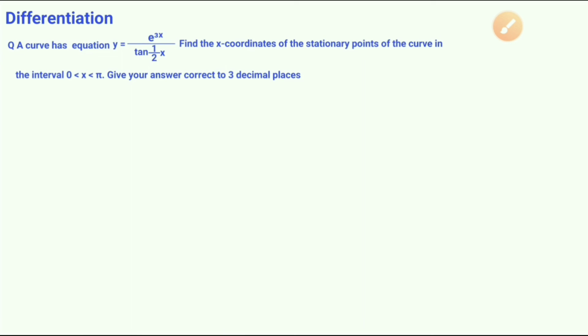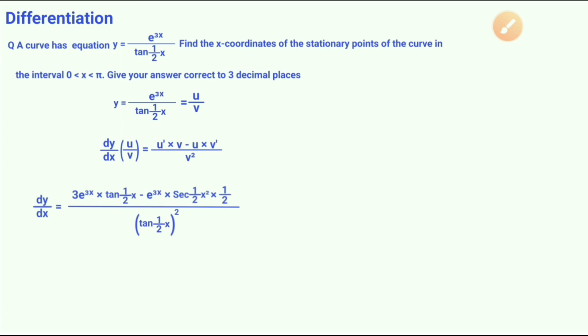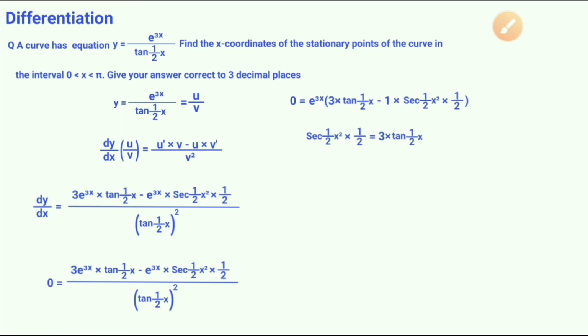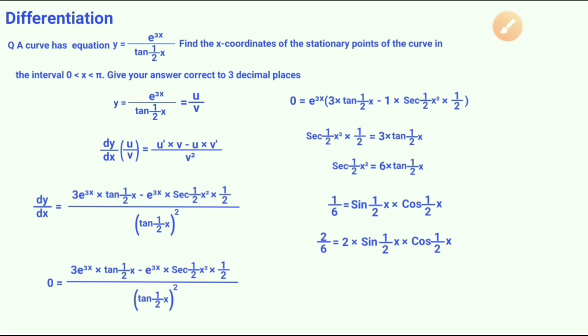Okay, question. A curve has equation y equals this. Find the x coordinate of the stationary point of the curve in the interval this. We use the quotient rule here. We all know how to use this quotient rule, and then we try to solve this.